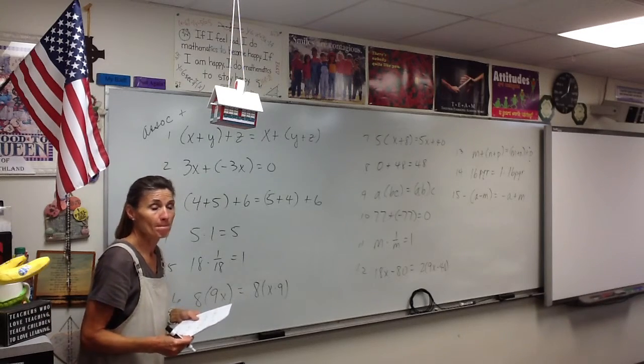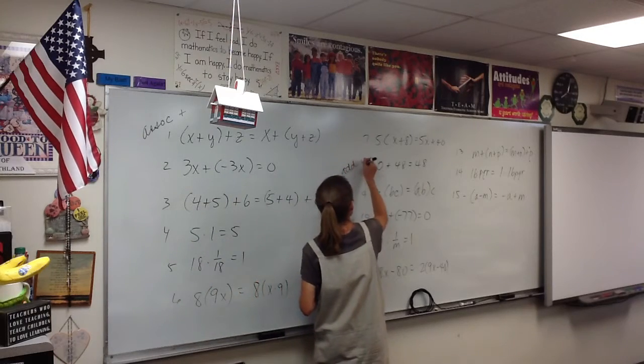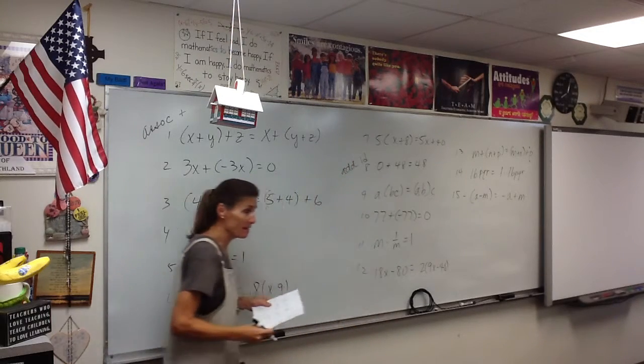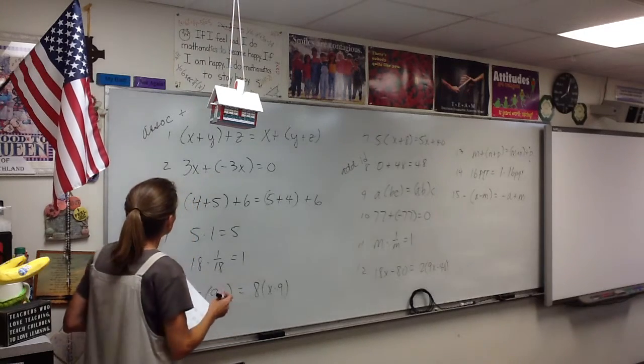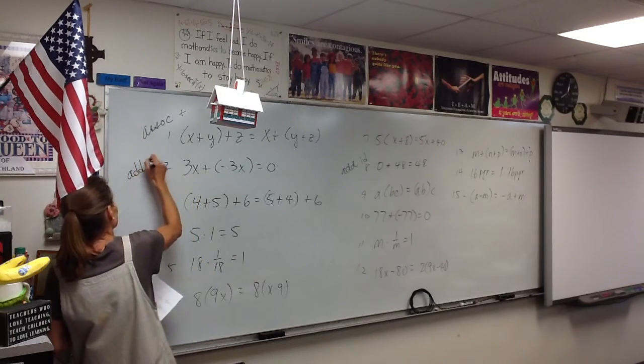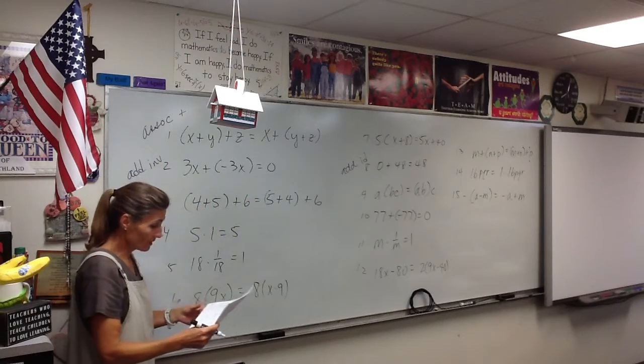Emma? Eight is additive identity. Perfect. When we add zero, we get the same thing back again. Beautiful. Hannah? Two is additive inverse. When we add the opposite, we get zero. Perfect.